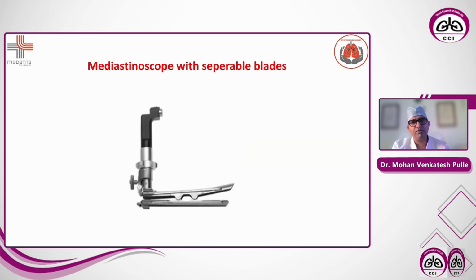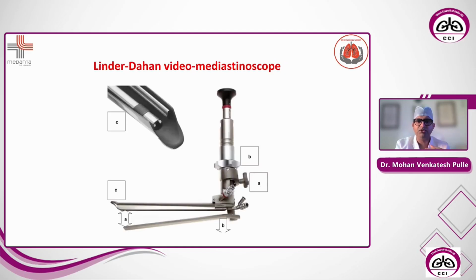And then comes another advancement, which is the mediastinoscope with separable blades. As I said, it's a very narrow space. If you can increase the space by separating the blades, so this is how this technology has come, where the space can actually be increased in diameter so that you have more working space. So that's how the mediastinoscope with separable blades has come into the picture.